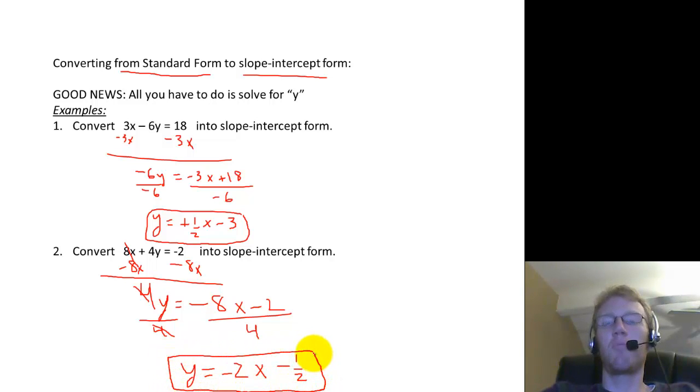Okay, so you should be getting pretty good and comfortable with these kinds of operations: adding and subtracting something to both sides, and dividing both sides by a number, making sure that you divide everything on this side, not just the first thing. So y equals negative 2x minus 1/2. The slope is negative 2. The intercept is negative 1/2. So converting from standard form is just a matter of solving for y.